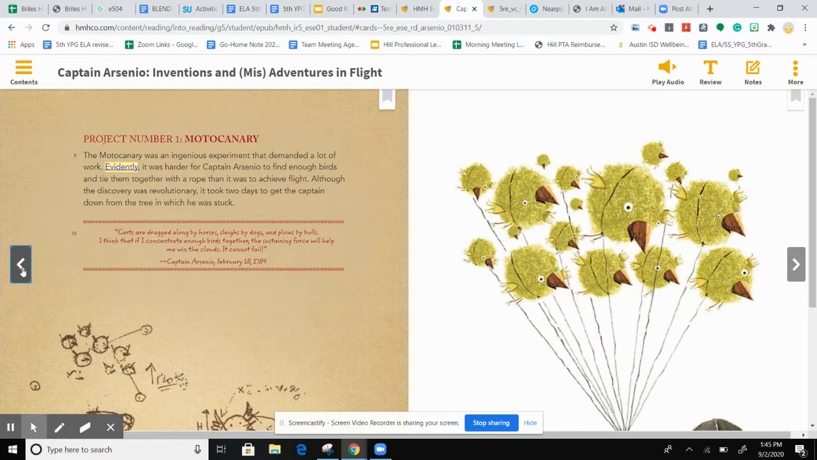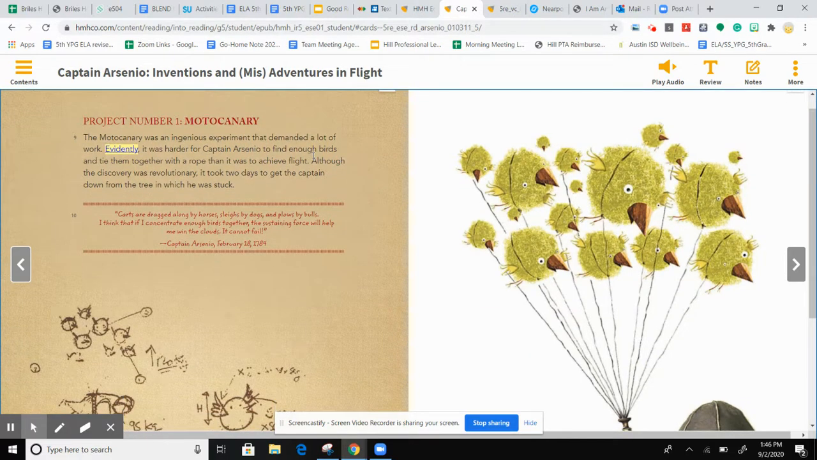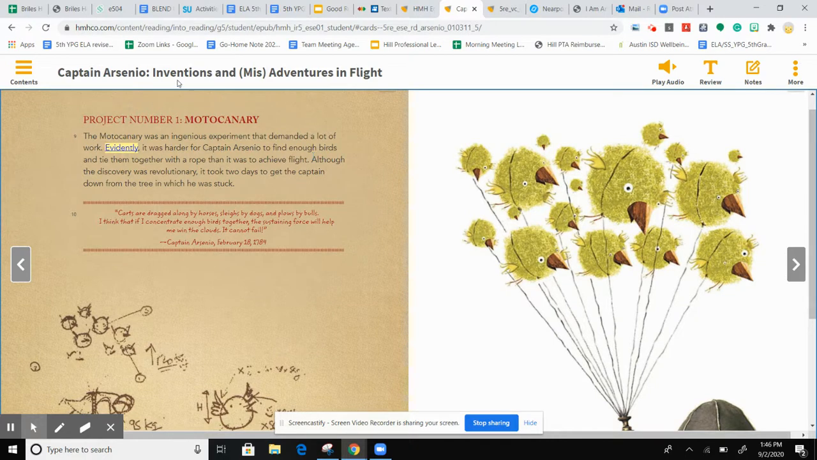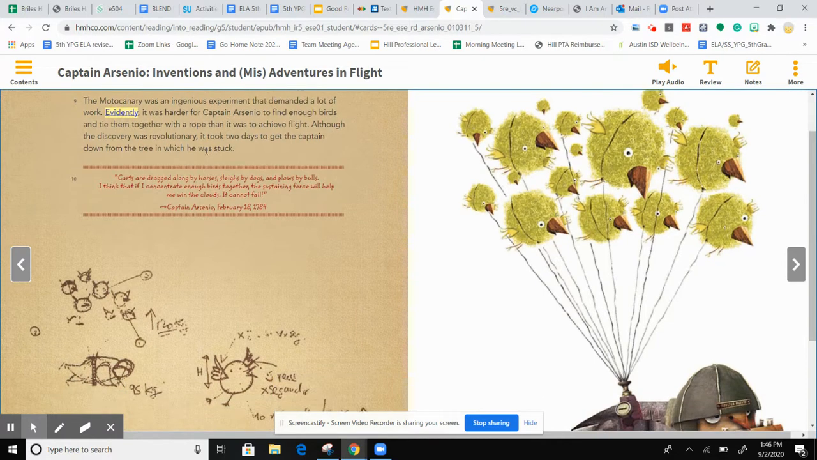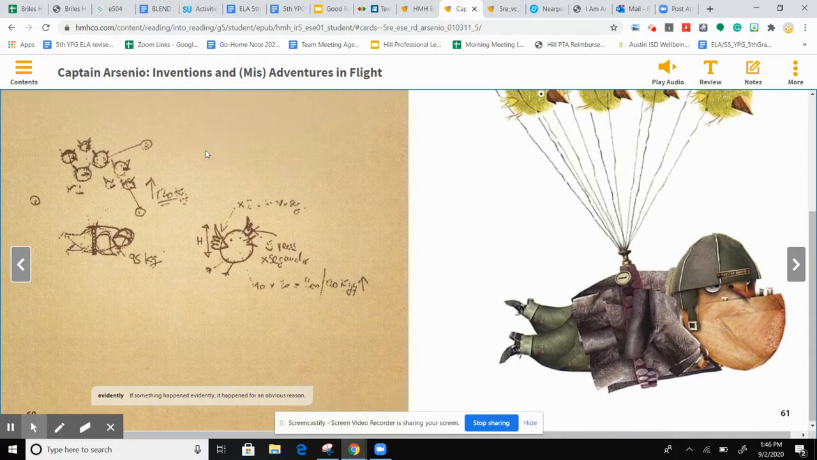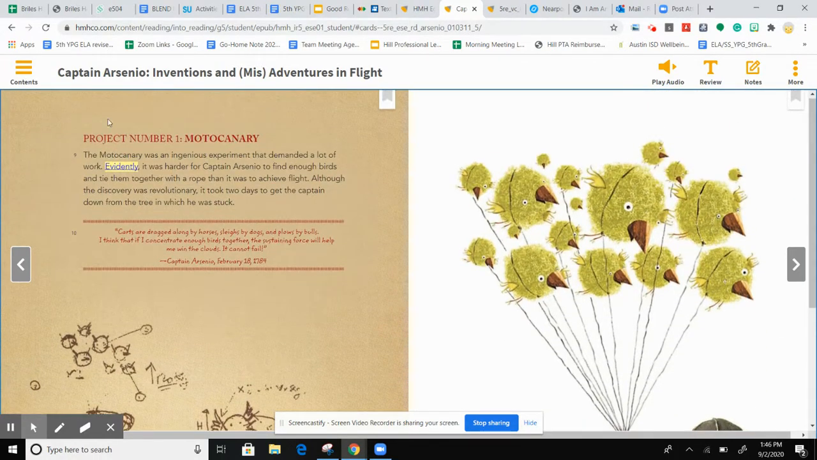And you're going to think, well, why? What does this have to do with the story? And why would they have all these subtitles everywhere? Here we have project number 1, Moto Canary. Well, you have to use your inferencing skills to think about what on earth that might mean. The Moto Canary was an ingenious experiment that demanded a lot of work, and you can read on, but we can also use the images to help us determine what it is talking about, to infer.